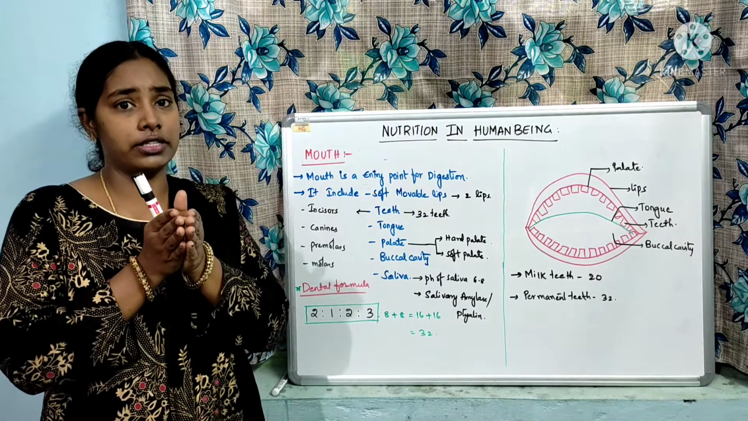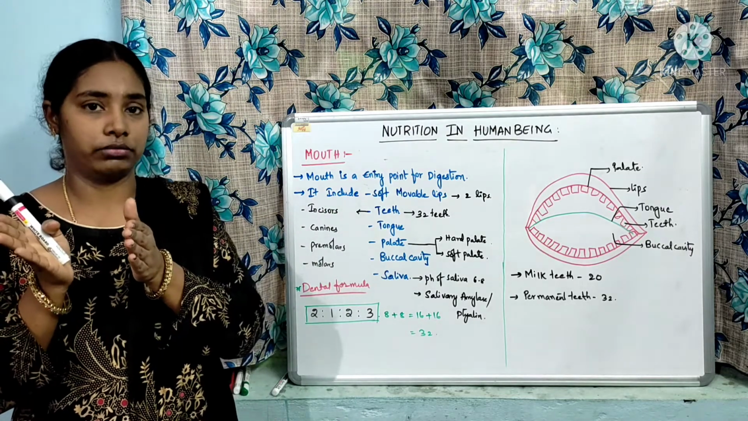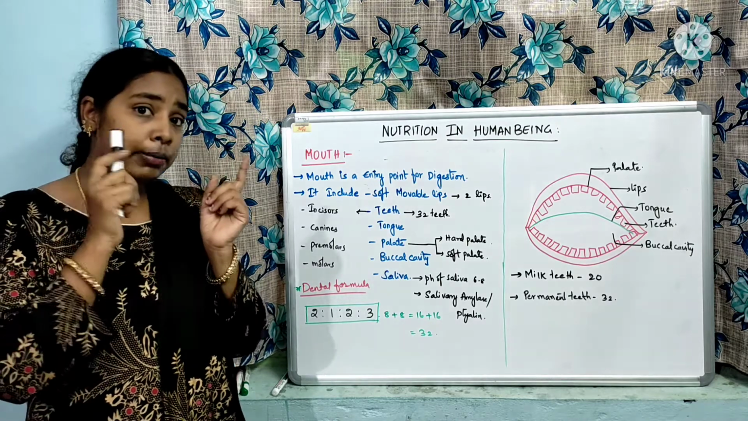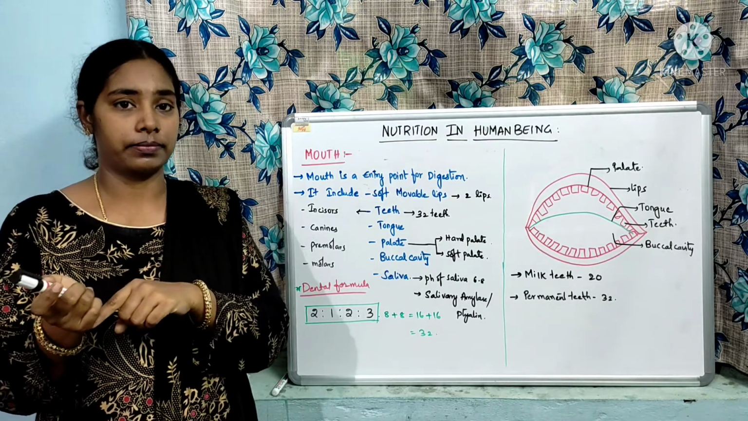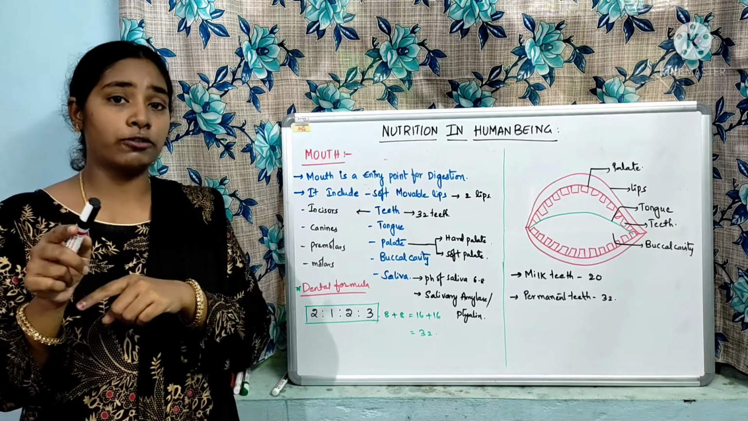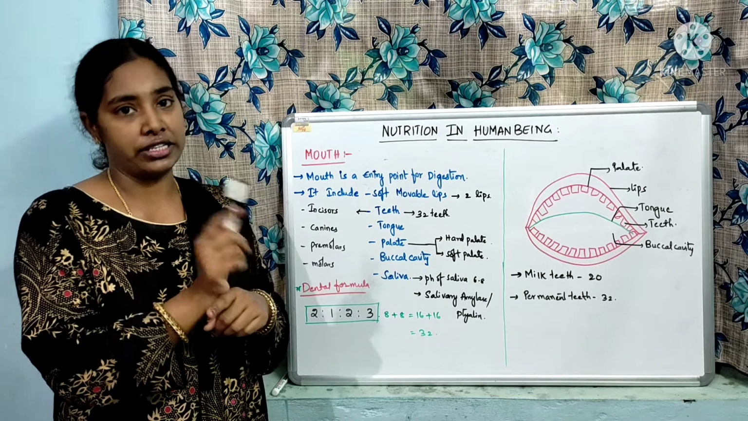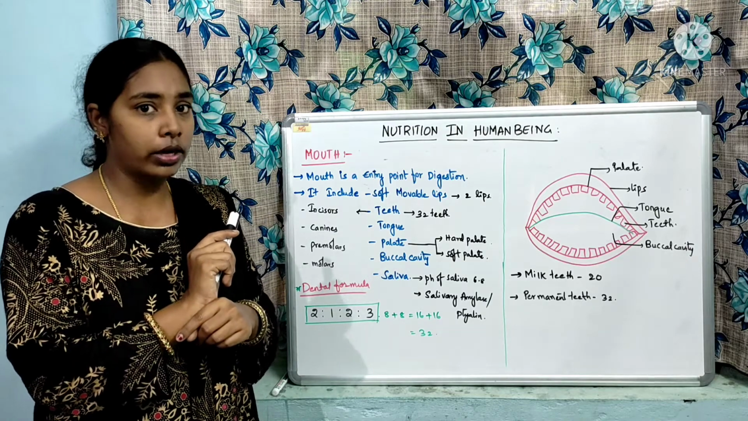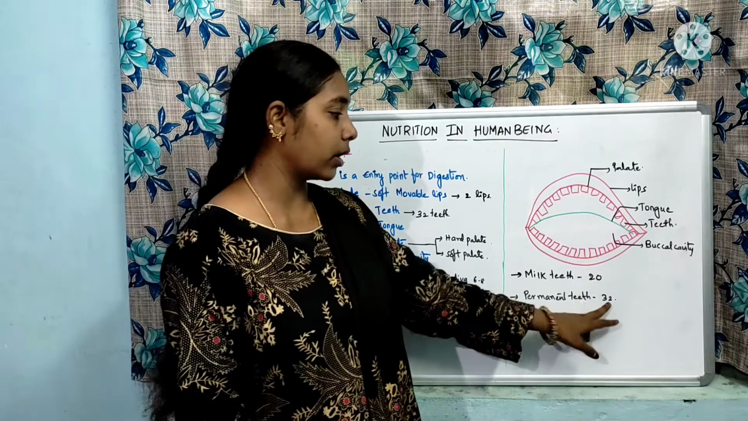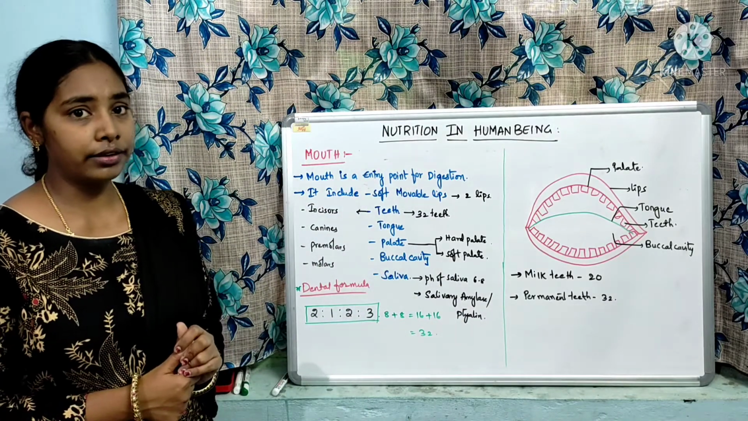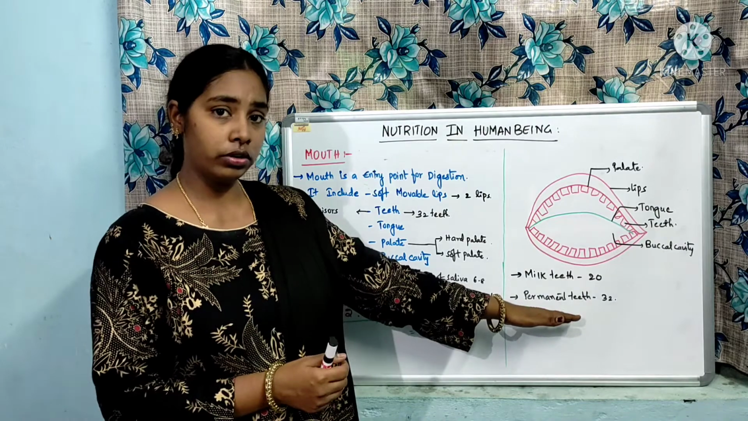From 5 years to 6 or 7, in few children we see that milk teeth fall. In the place of those milk teeth, permanent teeth get fixed in your jaw. Those permanent teeth are completely 32 in a human adult. Is it clear? So in total we have 32.